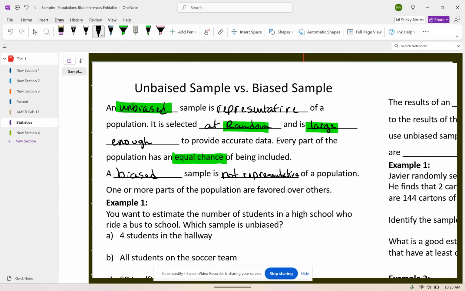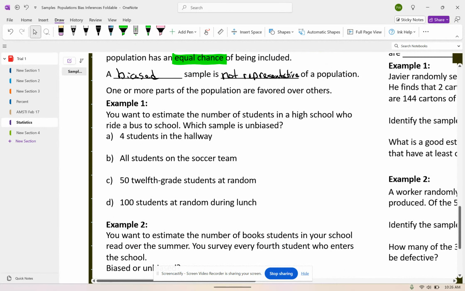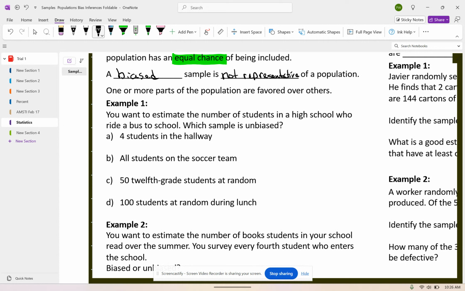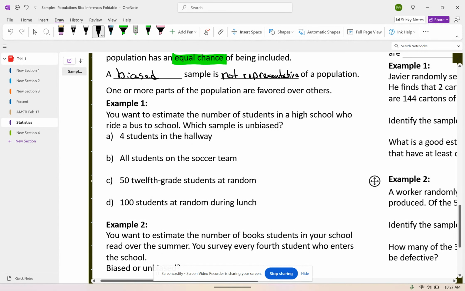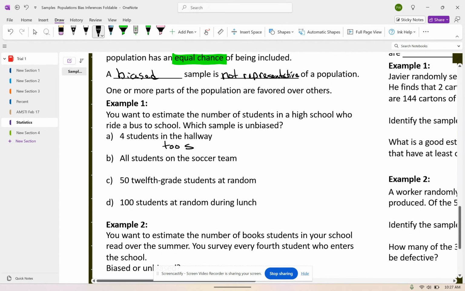Okay, example 1. You want to estimate the number of students in a high school who ride a bus to school. Which sample is unbiased? So which sample would we want to use? 4 students in the hallway? Well, remember we said we wanted to have something large. So 4 students in the hallway of a high school, that is probably too small, right?